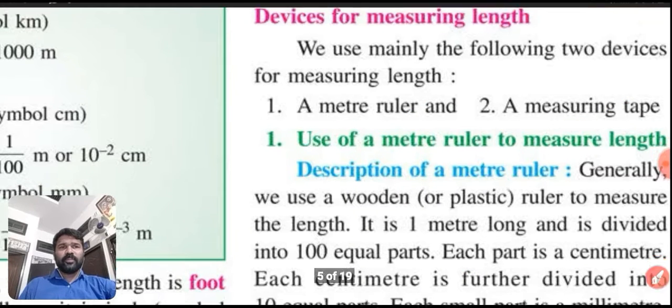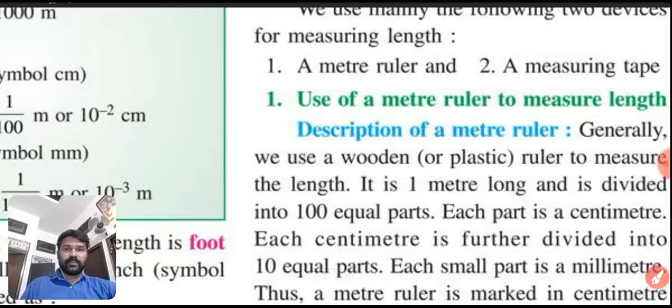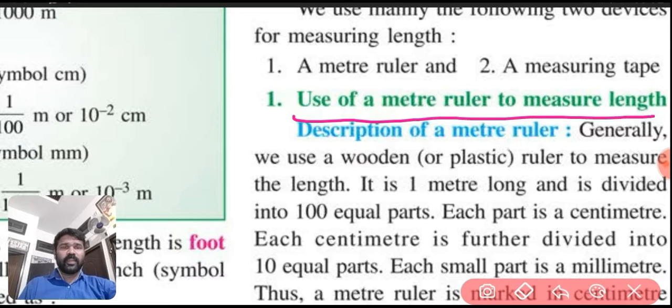First we are going to discuss the use of a meter ruler to measure length. Generally we use a wooden ruler or a plastic ruler to measure the length. It is 1 meter long and is divided into 100 equal parts.